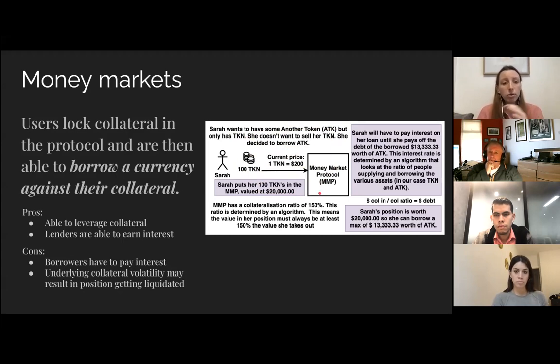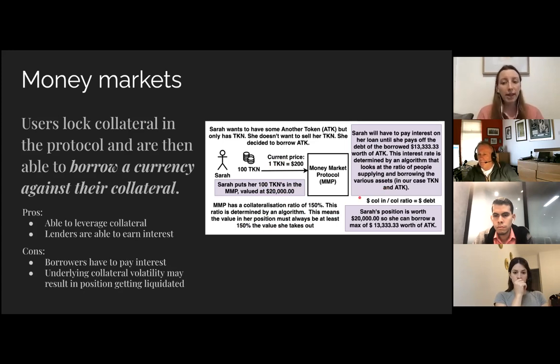Money market protocols, all of them will have a collateralization ratio, which is how much collateral you have to have against how much you borrow, right? So the value of her position, her $20,000, must always be 150% of the value of the money she takes out. And obviously this is because if the token is a very volatile token, then there needs to be kind of a wiggle room for the price to move up and down, right? So this is why collateralization ratios exist. And these are determined by algorithms, depending on how much money is in the pool, how many people want to borrow, how many people want to lend, right?